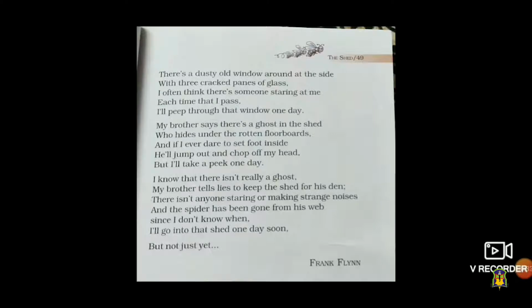I know that there isn't really a ghost. My brother tells lies to keep the shed for his den. There isn't anyone staring or making strange noises. And the spider has been gone from his web since I don't know when. I will go into that shed one day soon. But not just yet.